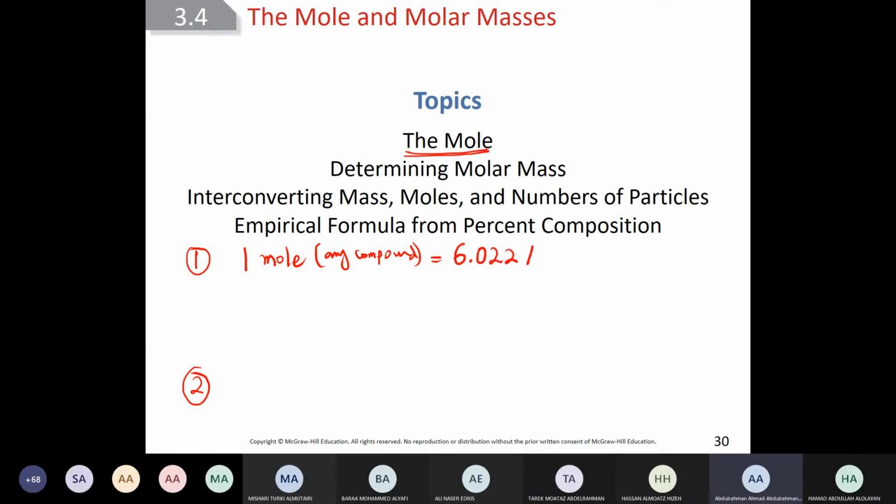As I said, this Avogadro's number is available in the periodic table, but I want you still to memorize it. Is this clear? It is the number of atoms or molecules of that compound. Keep this in your mind, and I want you to write this very clearly.